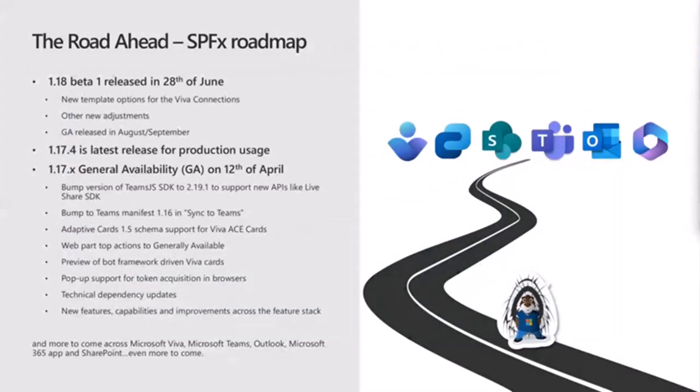1.18 was released yesterday, as said. That is a beta one. It's not intended for production usage, but you can already test out things. You can, for example, learn how to build those cool new templates for Viva Connections and be ready for production whenever that happens later, in the August and September timeframe. 1.17.4 is the latest version for production usage, and 1.17 was with those features which are being mentioned. That's kind of a quick recap. Alex is going to showcase those experiences in more detail as the first demo of today. So let's just move forward on projects.